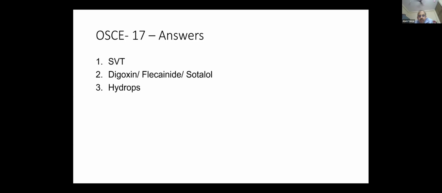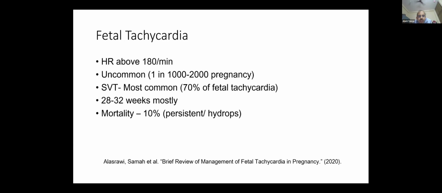SVT, I already mentioned in the second question, and the drugs preferred in antenatal SVT are mostly digoxin, flecainide, and sotalol. Hydrops is one of the complications that can happen because of arrhythmia. Fetal tachycardia is defined as above 180. The chance is 1 in 1000 to 2000 pregnancies.